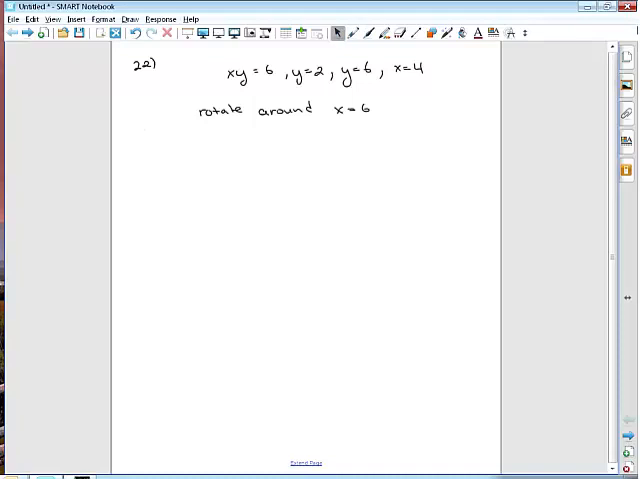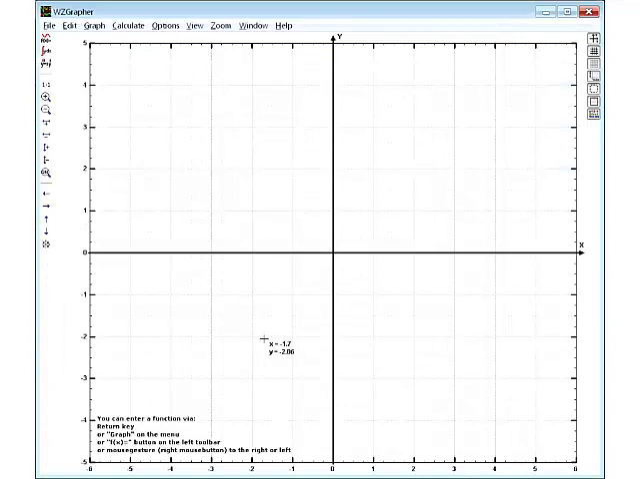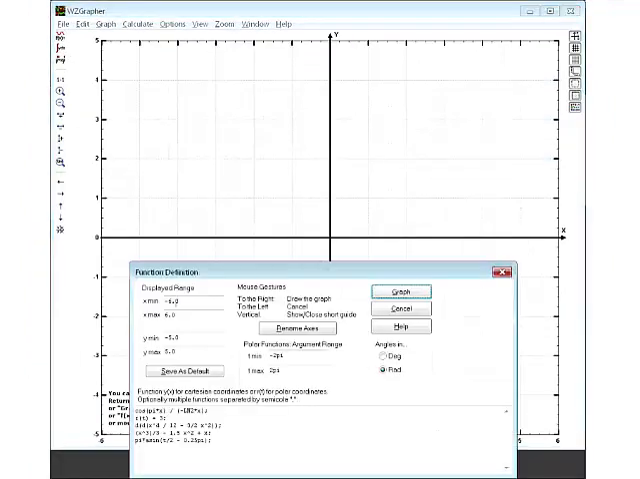So the first thing we need to do is plot this and then bring the graph in so we can look at it. So let's go to the graphing program. What I'm going to do is just plot one of the functions, and it was xy equals 6. That's the same as y is equal to 6 over x. So let's put 6 divided by x in our graphing program.